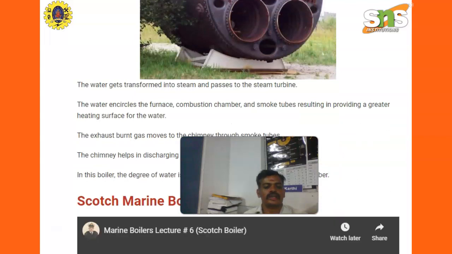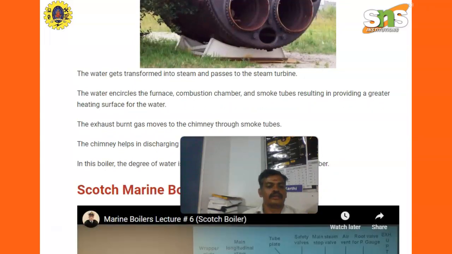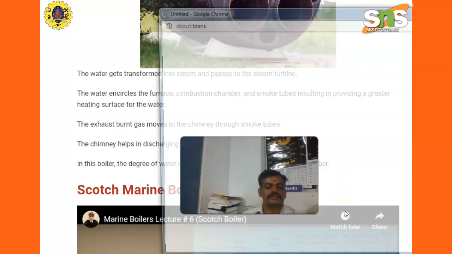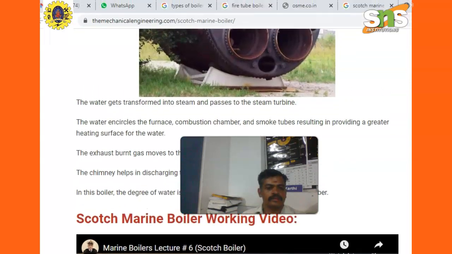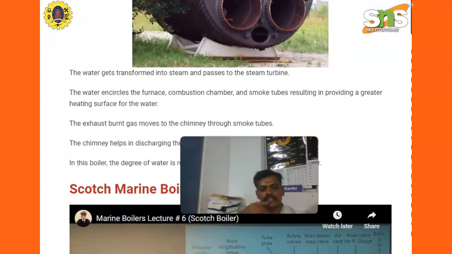The water gets transformed into steam. The water encircles the furnace and combustion chamber, and exhaust gases move to the chimney through the smoke box. The water encircles the furnace and combustion chamber. Smoke tubes provide a greater heating surface for the water.